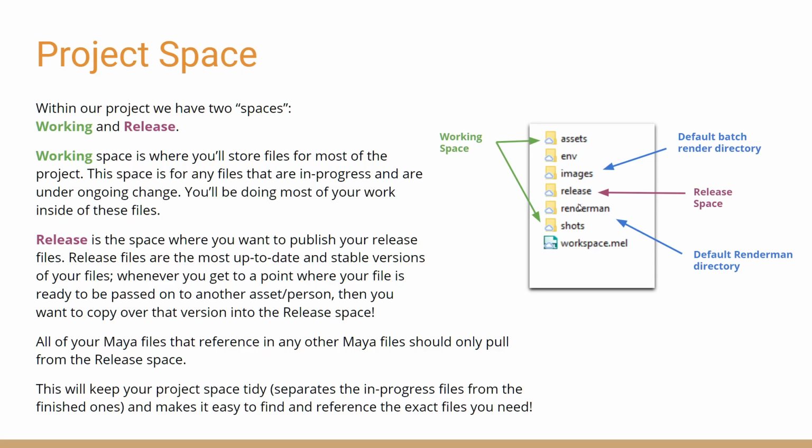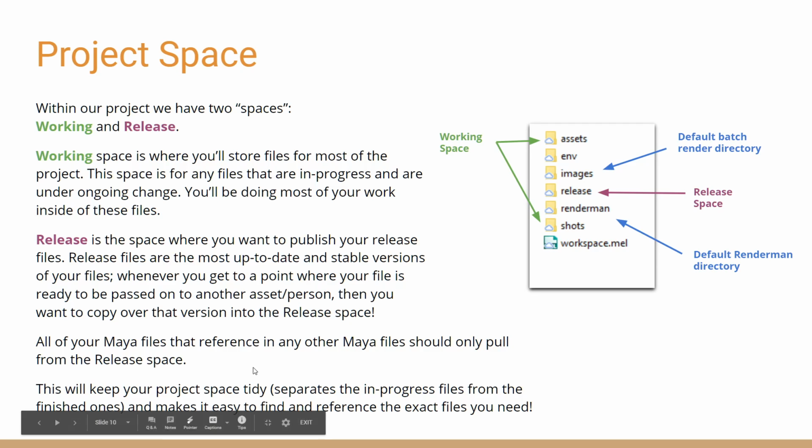Then you have your release space, and that's where you're creating those release files. Those files that are done. It's a version that you're not touching, you're not messing around with, and someone else on your team can safely grab to use in their file. So release is where you should put your most up-to-date and stable versions of your files. Whenever your file is ready to be passed to another person, you want to copy that version over into the release space.